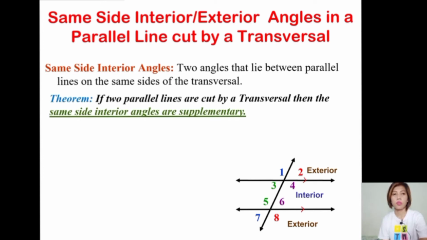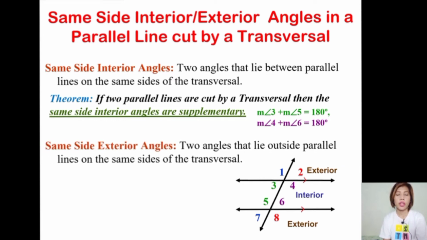Yan. So, next is, meron tayong theorem here that if two parallel lines are cut by a transversal, then the same side interior angles are supplementary. So, meaning, si angles 3 and 5 ay supplementary, and then si angle 4 and then si angle 6 are also supplementary. Ano nga ulit yung supplementary? The angles sum up to 180 degrees, or the measurement of the angles sum up to 180 degrees. So, therefore, measure of angle 3 plus measure of angle 5 is equal to 180 degrees. And then measure of angle 4 plus measure of angle 6 is 180 degrees.